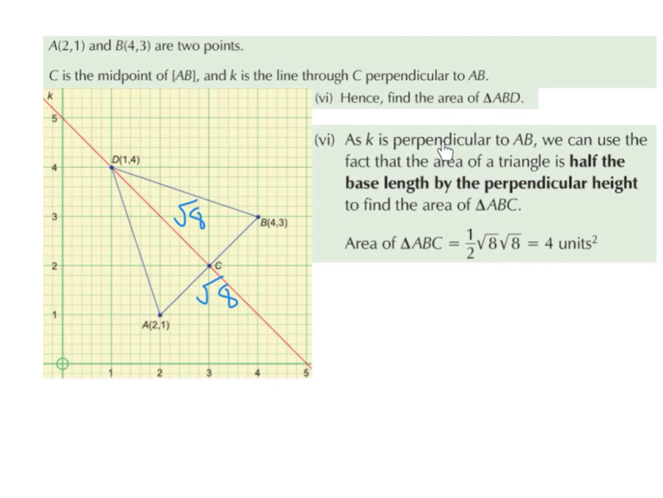So as K is perpendicular to AB, we can use the fact that the area of a triangle is half the base length by the perpendicular height. So to find the area of the triangle, we're going to multiply half times the base times the height. It's going to be half times the base, which is root 8, times the height, which is root 8 as well. And root 8 times root 8 is 8, and half of 8 is 4, so we get 4 units squared for the area of this triangle.